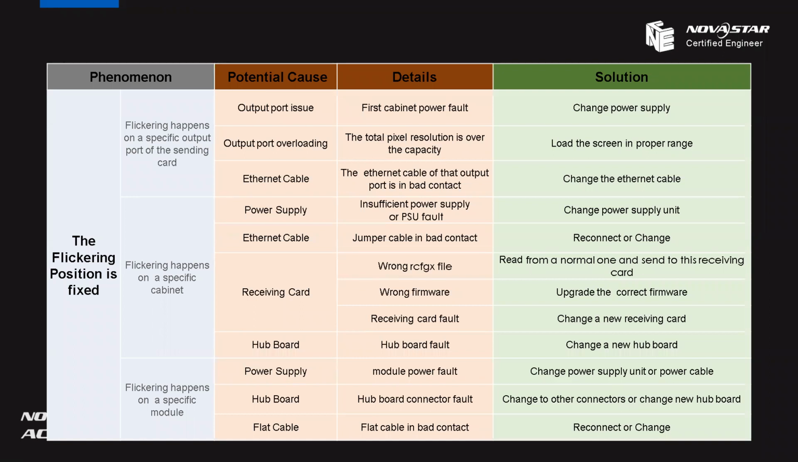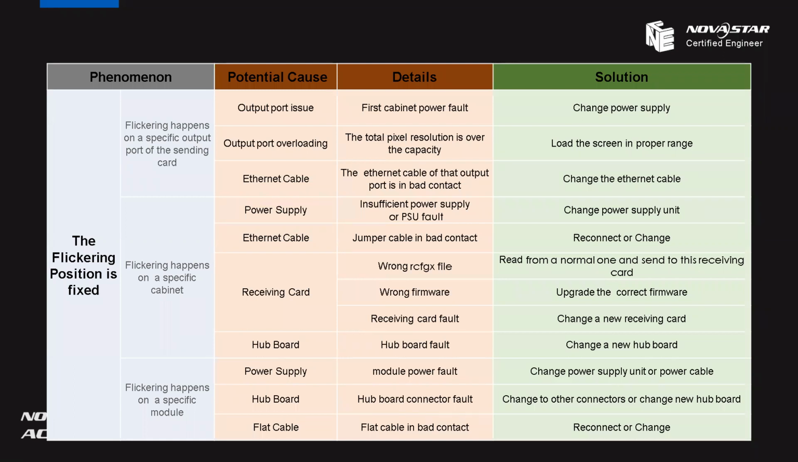And for the second situation, if the flicker issue happens on a specific panel or cabinet, the first thing we need to check is the power supply. Make sure the power supply is normal and the output voltage is sufficient. And second, check the jumper cable. The jumper cable means the cable between two cabinets. Make sure everything is working well.